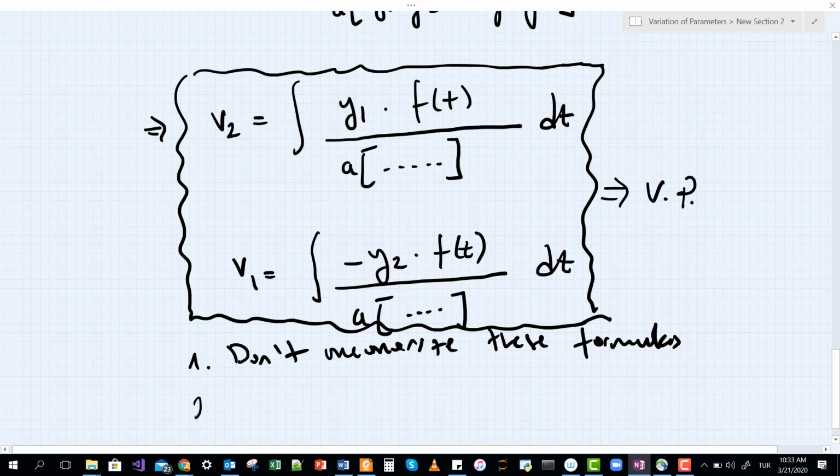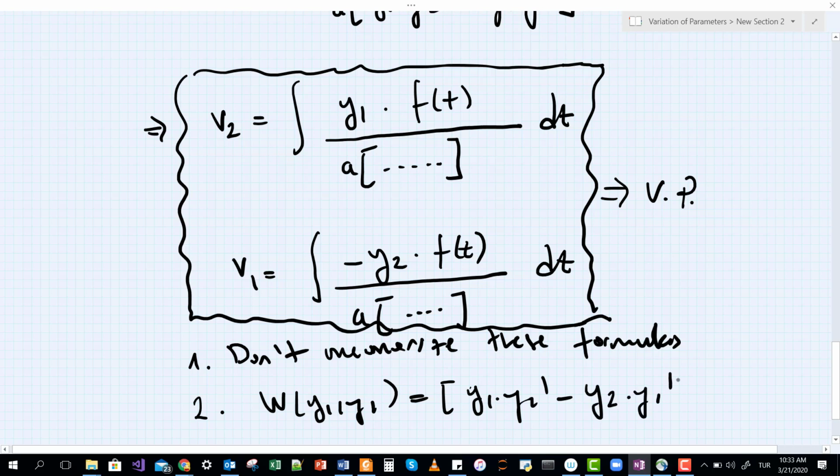The second thing, in your book or in some other places, you may look at it, okay, they call the parentheses, which I left blank here, the Wronskian of these two solutions. And the Wronskian is equal to y1 times y2 prime minus y2 times y1 prime.